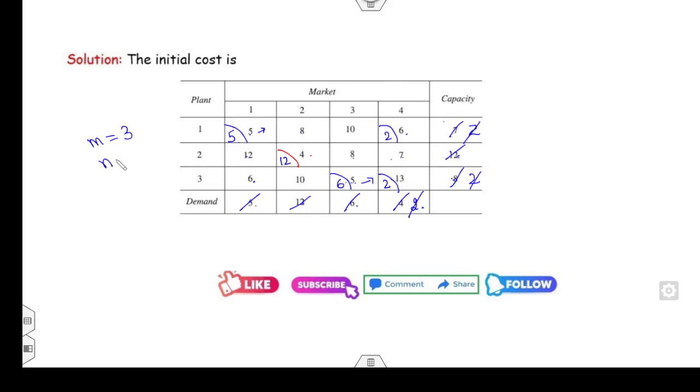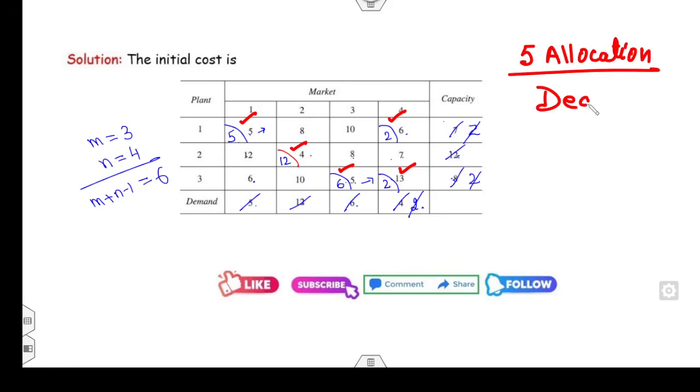M is my 3, N is 4. What is M plus N minus 1? They are the 6 allocations. We can see it's 1, 2, 3, 4, 5. You have 5 allocations. That means your initial basic feasible solution is a degenerate BFS.